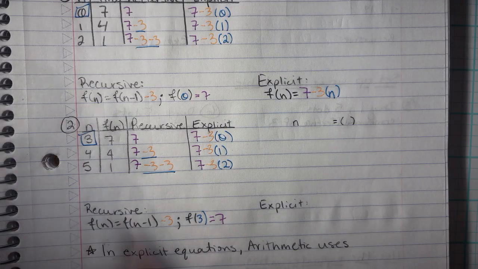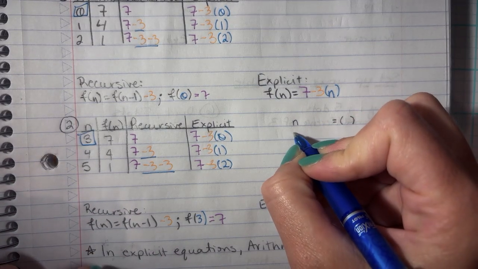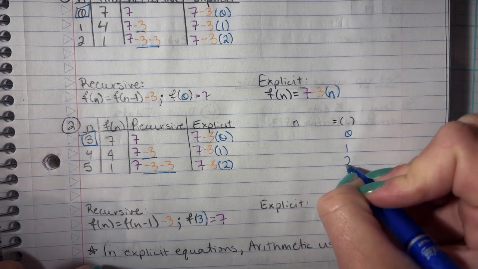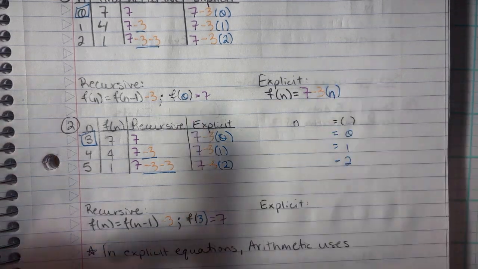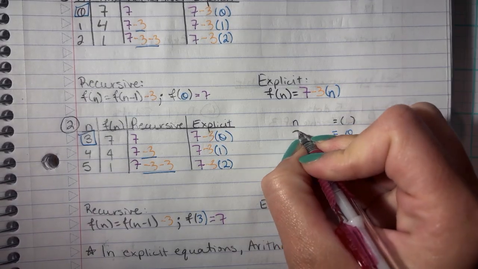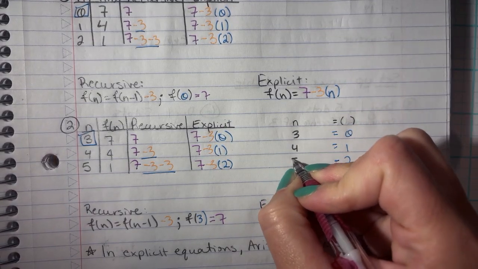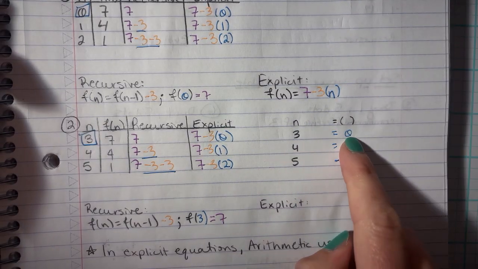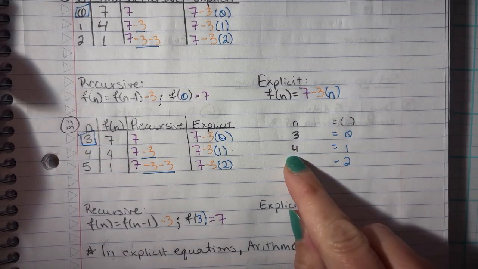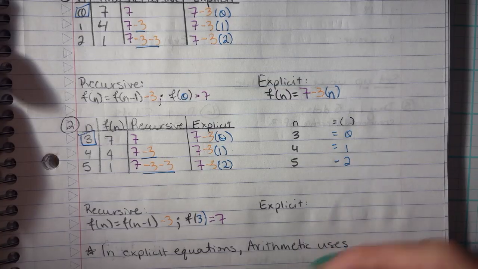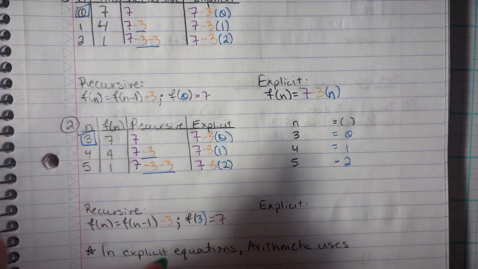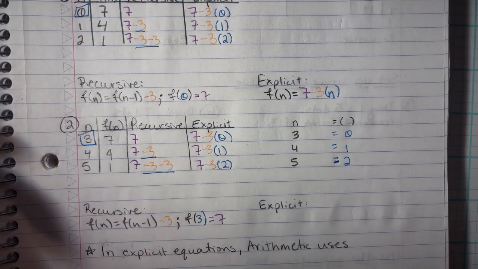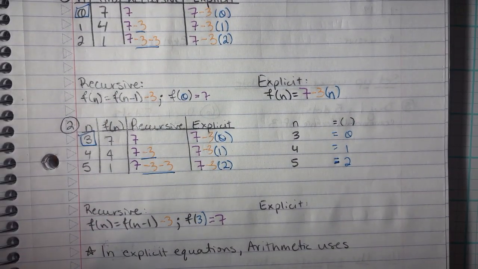So over on the side here, I actually have that written out. So we had 0, 1, 2, right? That's what was in our parentheses. But in our n column, we have 3, 4, and 5, okay? So what can we do mathematically to 3 so we can get a 0? That is the same as 4 to get to 1. That's the same as 5 and getting to equaling 2. Well, what we can do is we can subtract 3.